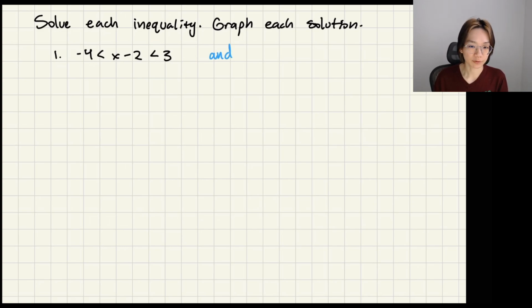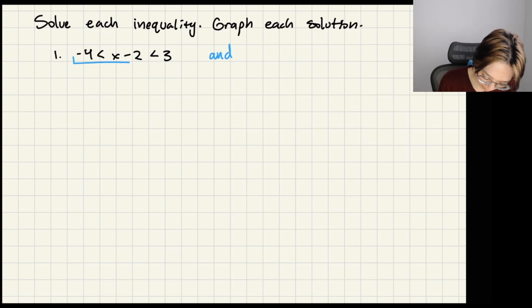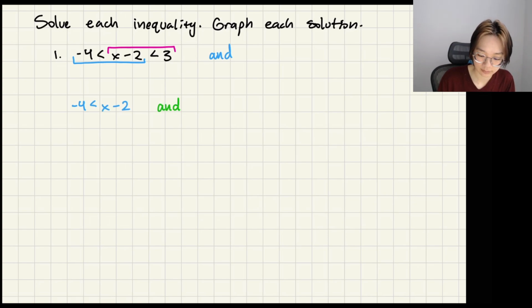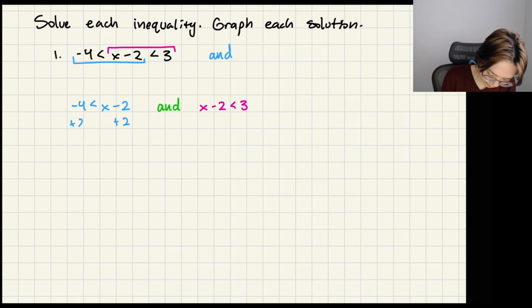What we're going to be doing, our first step, is to split this and into the 2 compound inequalities. Basically, we have one side, one inequality for this side, and the other inequality for this side. So we have negative 4 is less than x minus 2, and x minus 2 is less than 3. The and is important here. You have to remember if it's an and. And then you just solve the inequalities like you have done before.